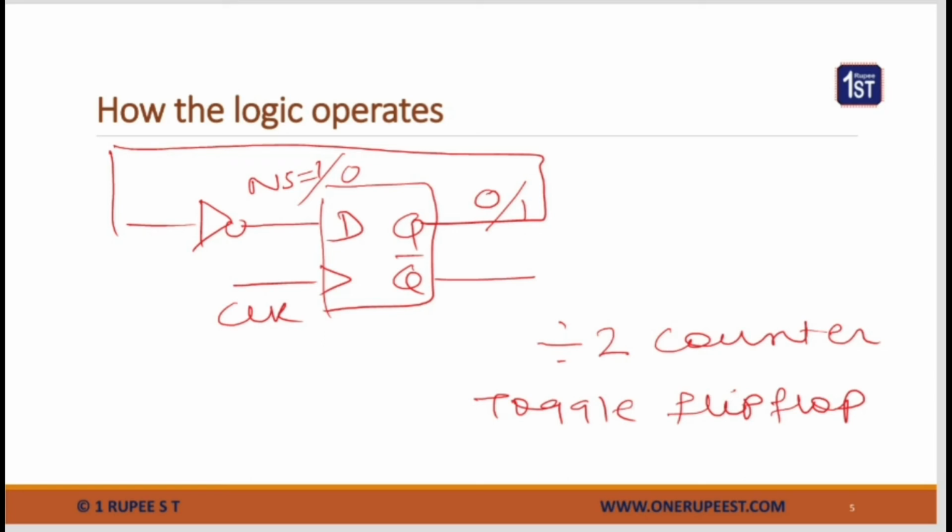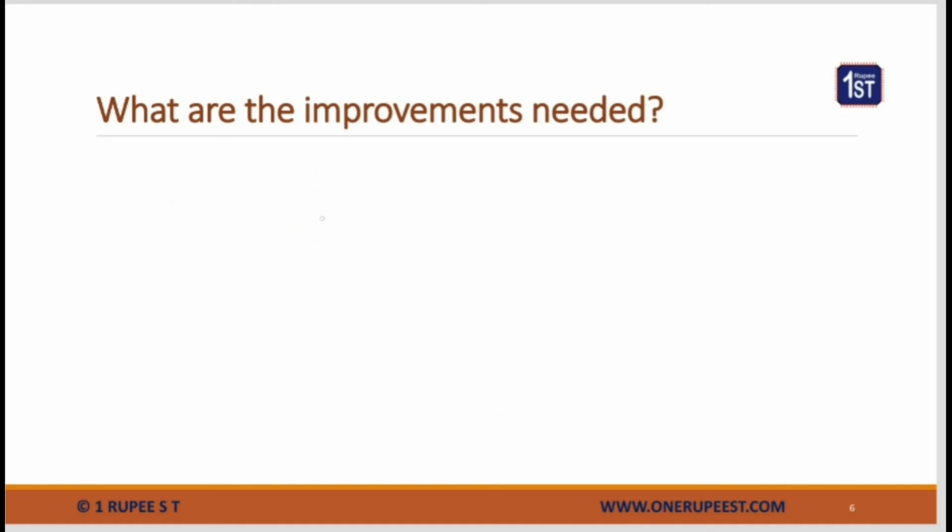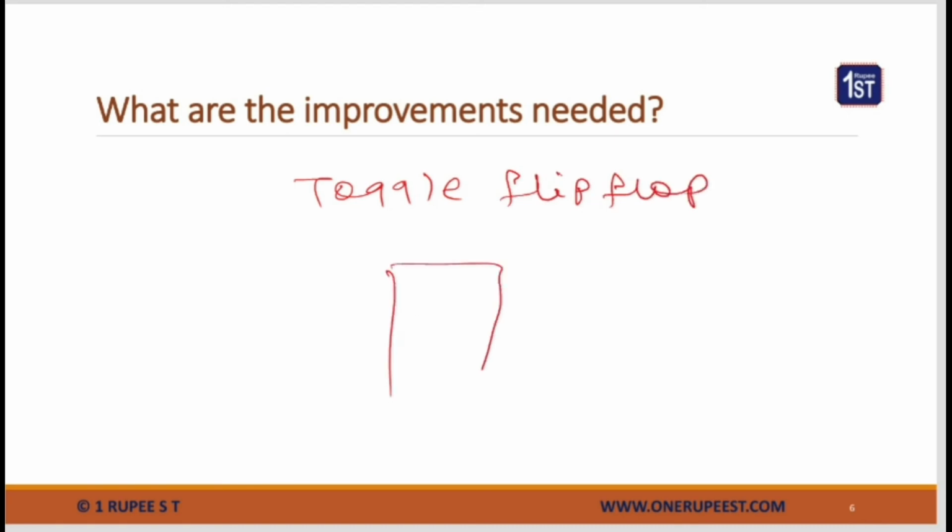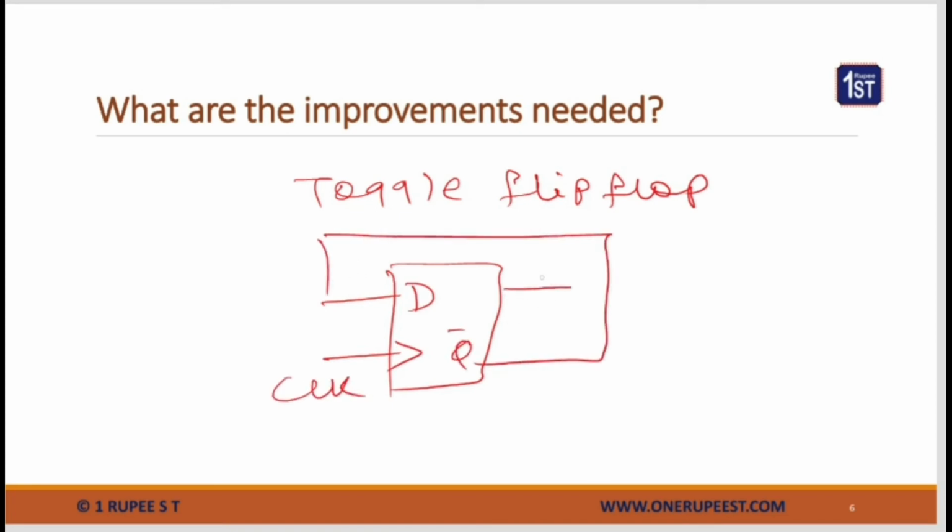So now what is the issue in this logic? To improve the logic, one can say that Q bar is already available, so why use a NOT gate? So effectively my toggle flip-flop using D. This is the rising edge of the clock, so I can feed back Q bar. This is present state, this is next state. Next state is nothing but Q bar, present state is Q. So this is nothing but your divide by 2 counter.